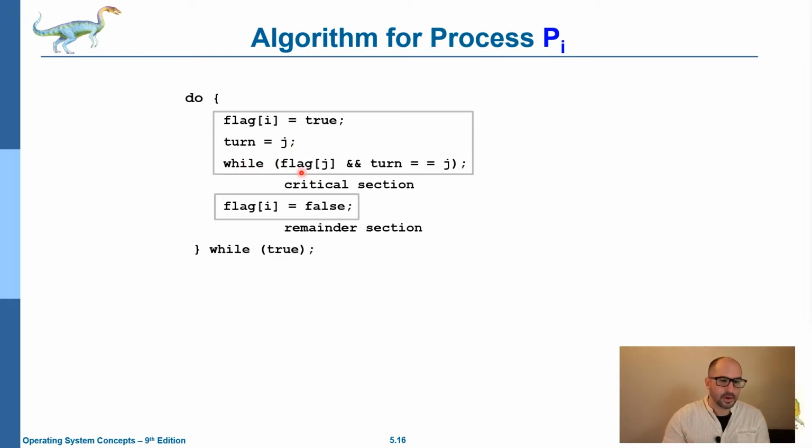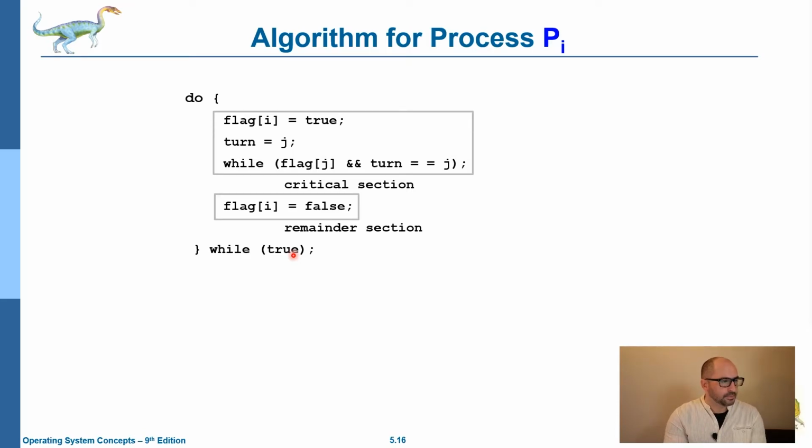And if the other process has indicated that it wants to enter the critical section, and it's the other process's turn, then process i just sits and waits, doing nothing. When process j is done with its critical section, it will set its flag to false, and process i can continue into its critical section. At the end of the critical section, at our exit, it will set its flag to false to allow process j, if it is now waiting to enter the critical section, to proceed.